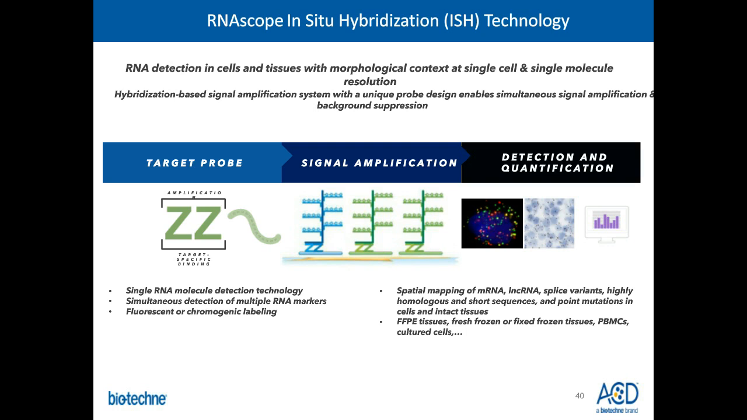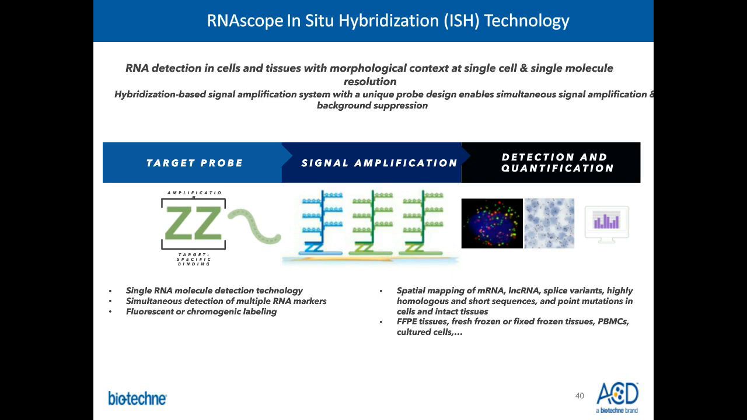This technology can be applied to a wide variety of sample types, including FFPE tissues, fresh, fixed, frozen tissues, cultured cells, PBMCs, and so on. Additionally, our technology can be applied to different target types like mRNAs, long non-coding RNAs, splice variants, CDR3 sequences on T cells, point mutations, and so on.